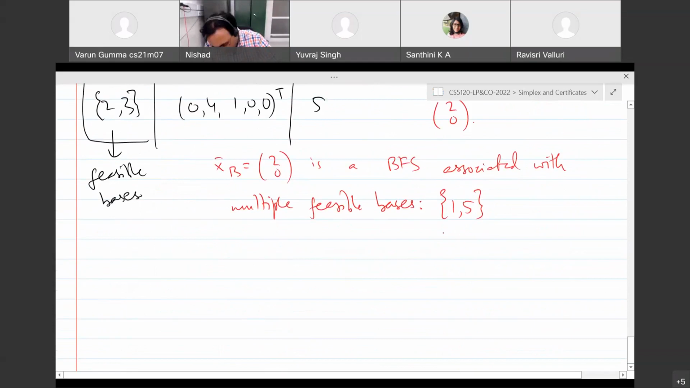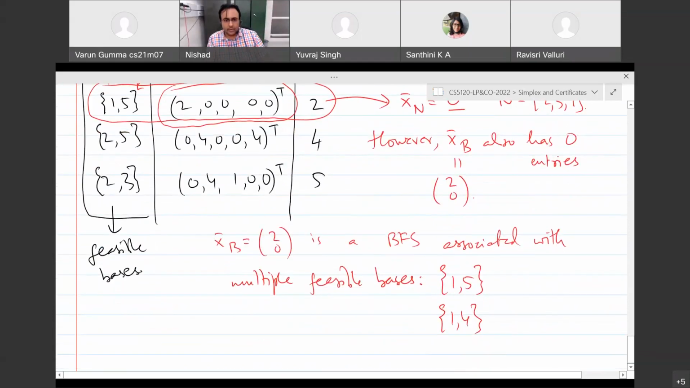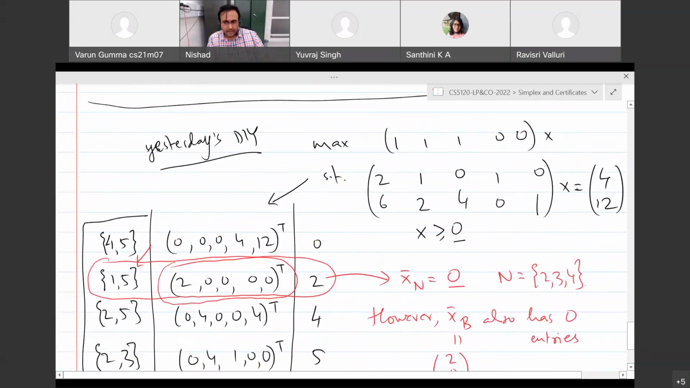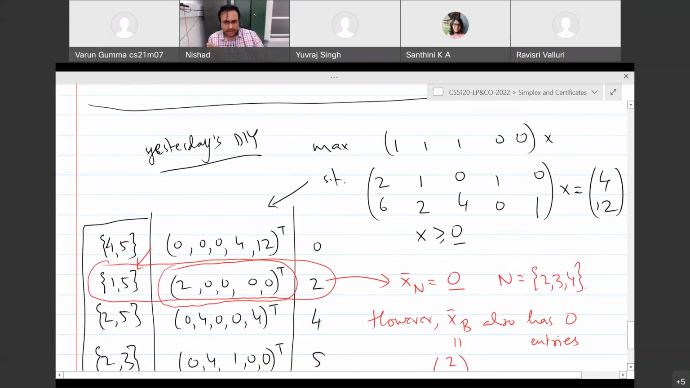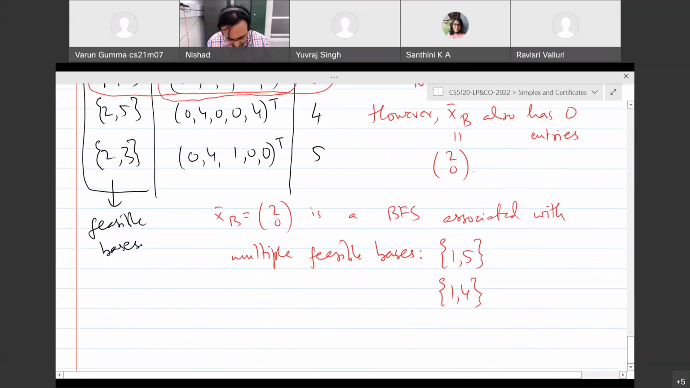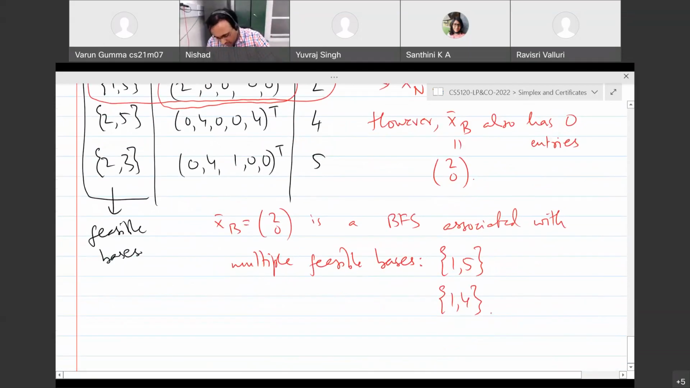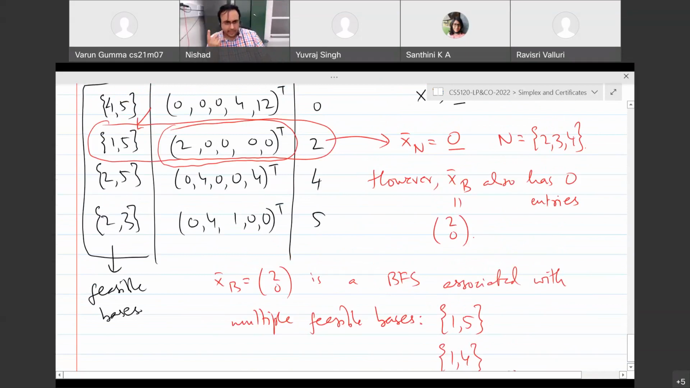It is also associated with 1, 4 because what does it mean? It means that all the entries in 2, 3, and 5 are 0, right? And the columns 1 and 4, they are actually linearly independent. So if you solve that system, you would still get the same solution. Right? So it's also feasible. It's also associated with this basis and so on. Right? So you can pick any two columns. You have to pick the first column because the first entry is non-zero. And then you can pick any of the other 4 columns that would form a basis with the first column.